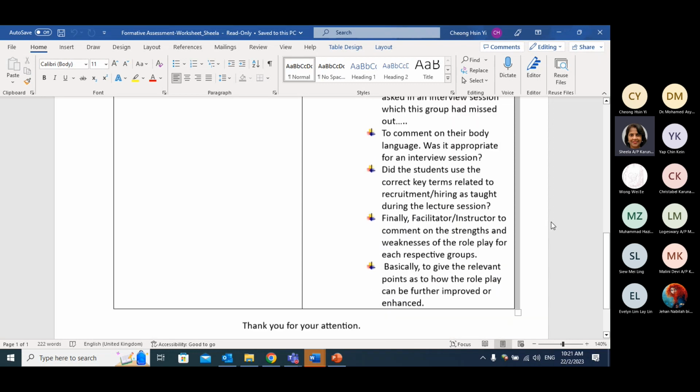Finally, the facilitator or the instructor comments on the strengths and weaknesses of the role play for each respective group. Basically, here to give the relevant points as to how the role play can be further improved or enhanced. Thank you for your attention.